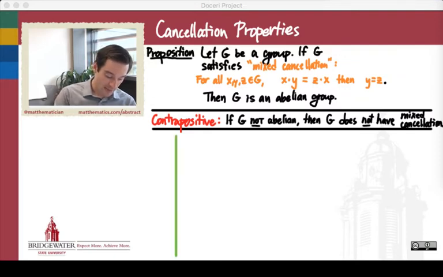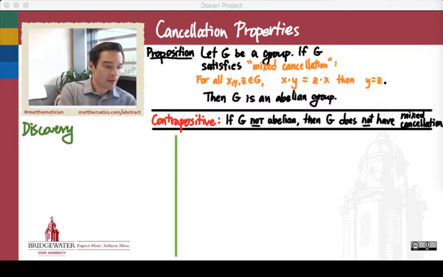So here's our bar napkin on the left side of the screen again. Discovery. All right, so suppose, let's first of all decide on what approach, what logical form we want our proof to have. It seems to me like if I were to try a direct proof on this, that would allow me to assume that G satisfies mixed cancellation, then my burden of proof would have to be that G is abelian.